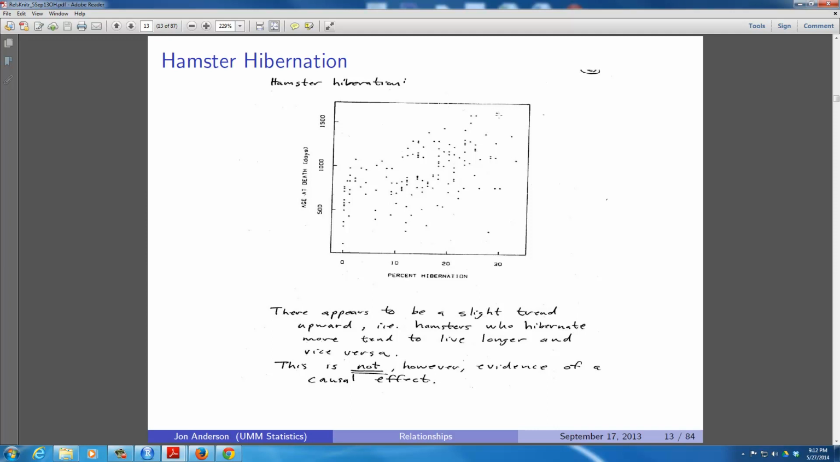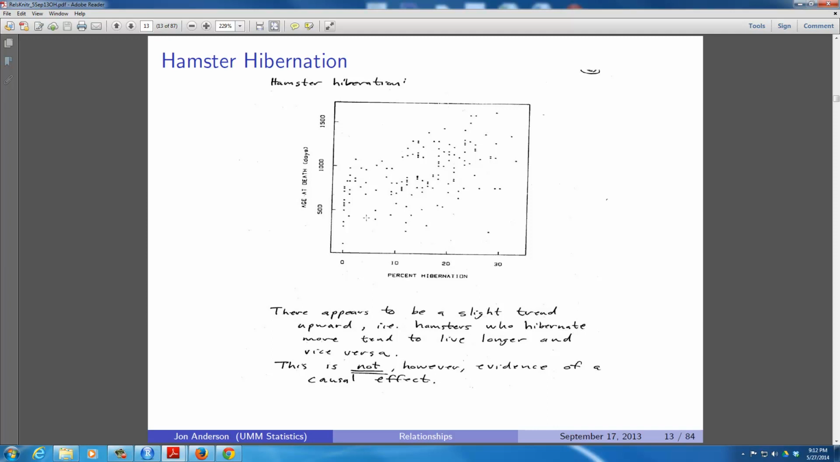This hamster out here is a very laid-back, restful hamster and lived about 1,600 days. You can see that there is some evidence of a positive upward association. Hamsters that tend to hibernate and rest and relax more tend to live longer. Hamsters that are more active tend to live shorter.